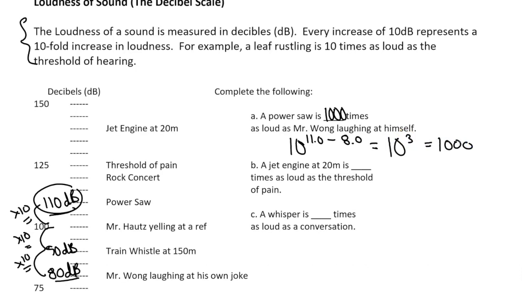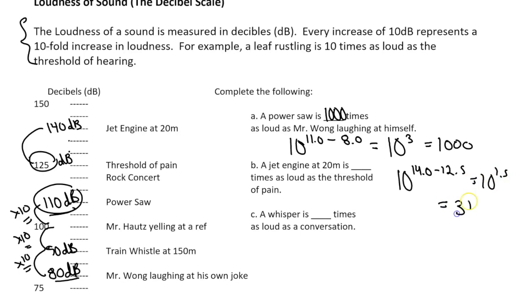A jet engine at 20 meters is very, very loud, 130, 135, 140 decibels. We're going to compare that with the threshold of pain, which is at 125 decibels. If we want to compare those, we could say 10 to the 14.0 subtract 12.5, and you could put that into your calculator. So that's 10 to the power of 1.5, and from there you should get approximately, since it doesn't say exactly what to round it to, 31.6 times as loud.